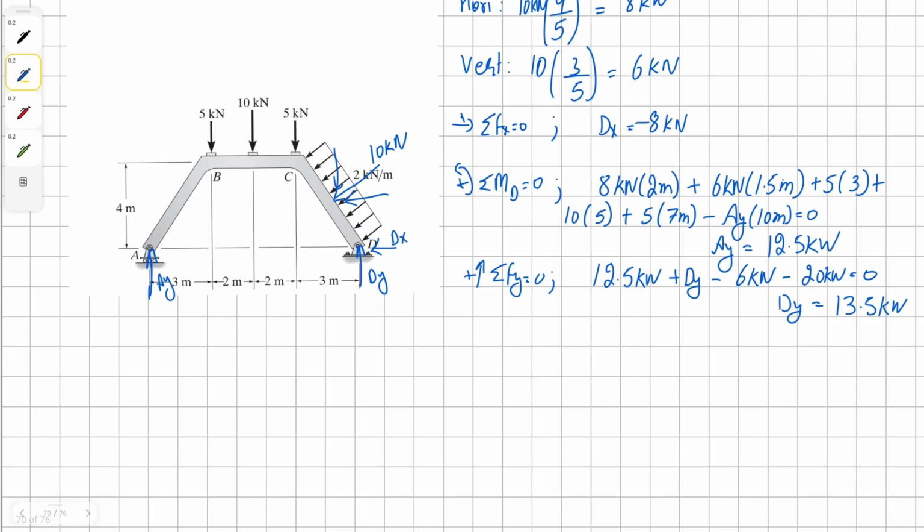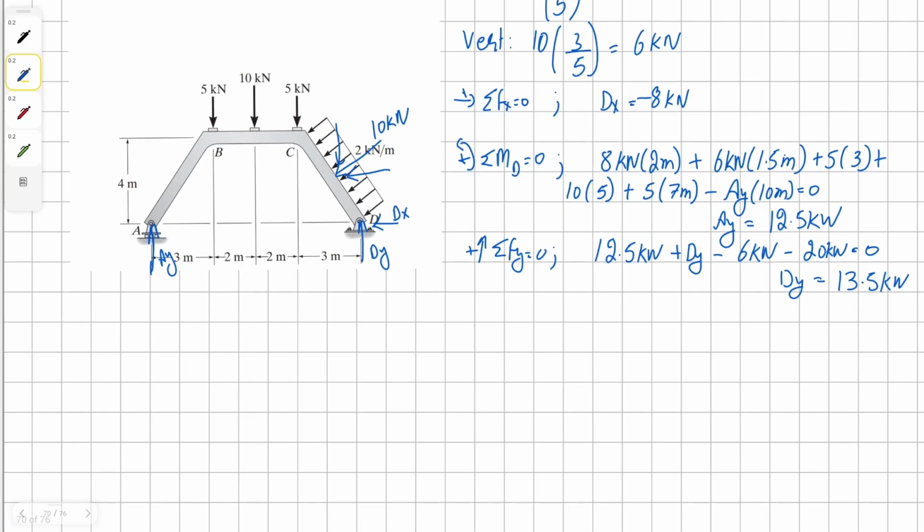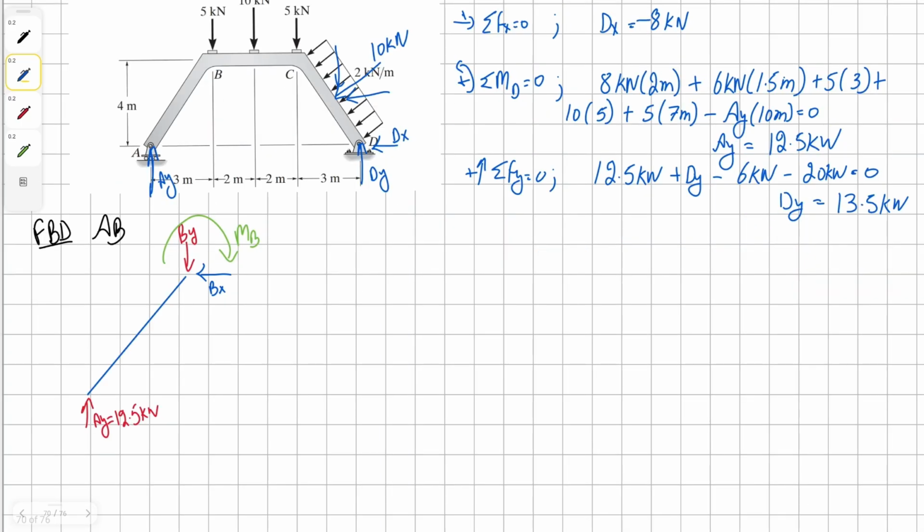Now that I have all the external action forces, I can start solving for each beam or member. I'm going to start with member AB by drawing a free body diagram. For member AB, I'm going to have Ay at A. At B, I'm going to have both a horizontal and vertical reaction plus a moment because it's a fixed connection at B.